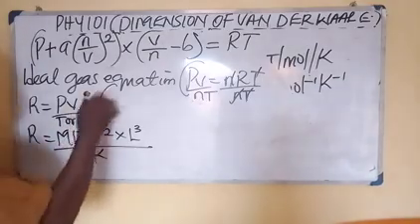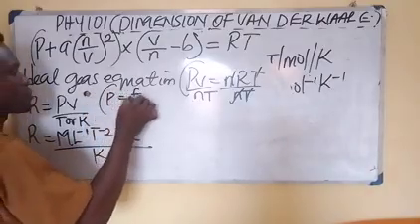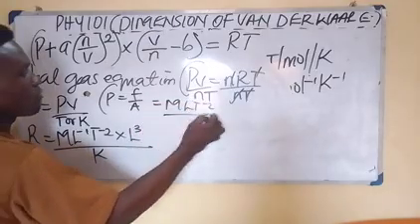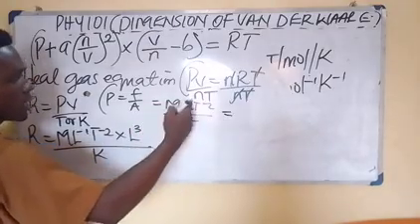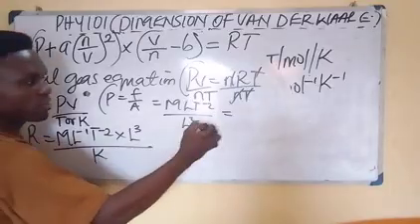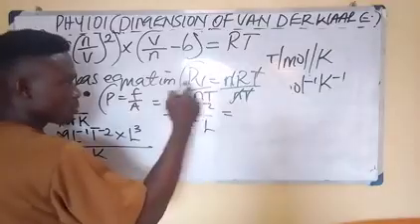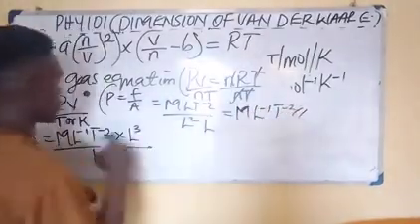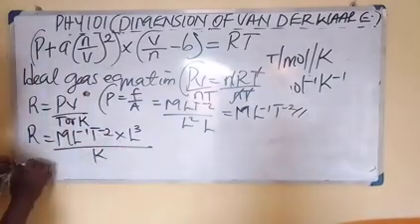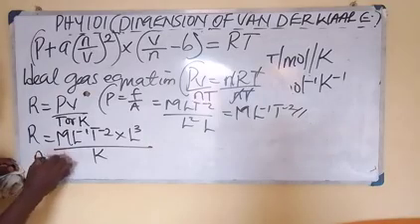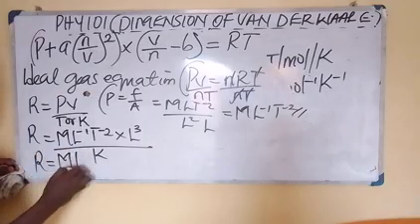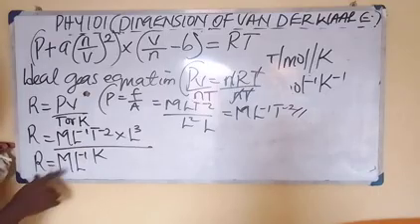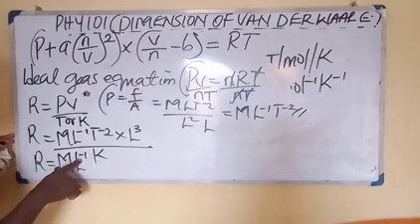Don't forget that pressure is force over area. Force is M L T minus 2 over L squared. So if one L cancels out one L here, I'm left with one L, and it becomes L minus 1 T minus 2. That's how I got this. Very easy. Now from what I have, R equals M, L minus 1.